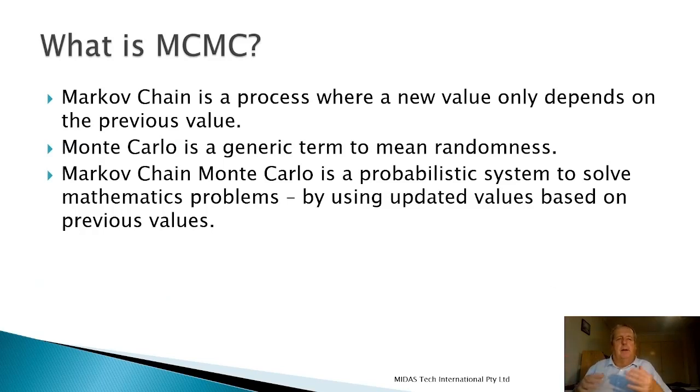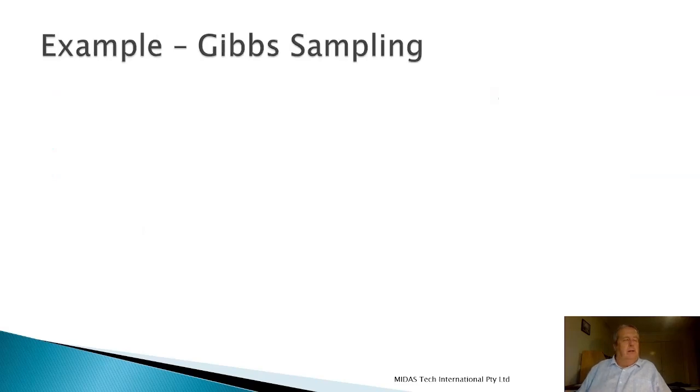So a Markov chain is a process, a mathematical process, where a new value depends only on the previous value. A Monte Carlo is a generic term to mean randomness and obviously comes from gambling. Therefore, Markov Chain Monte Carlo is a probabilistic system to solve mathematical problems by using updated values based on previous values. In its sense, it's pretty straightforward.